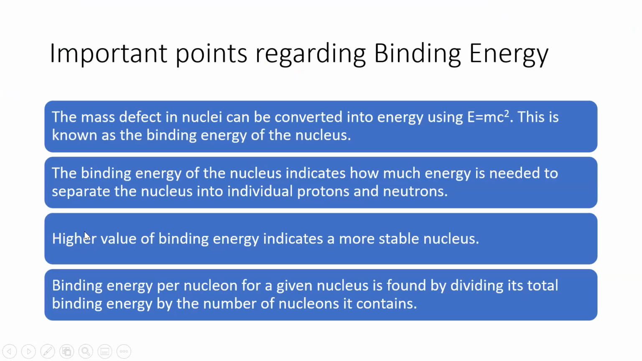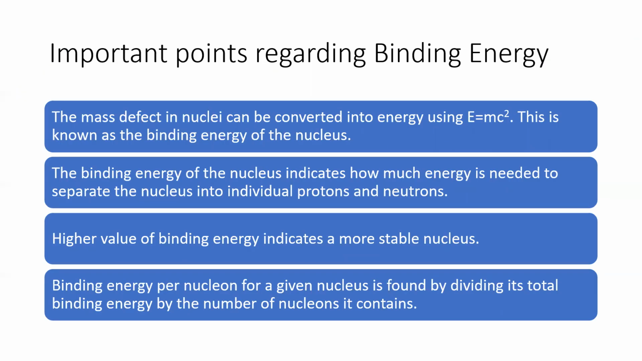The mass defect in nuclei can be converted into energy using E equals mc squared. This is known as the binding energy of the nucleus. The binding energy of the nucleus indicates how much energy is needed to separate the nucleus into individual protons and neutrons. Both of these points have been covered in both the videos.